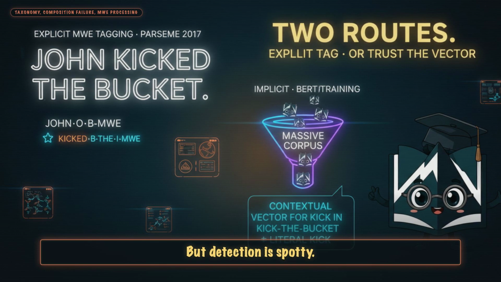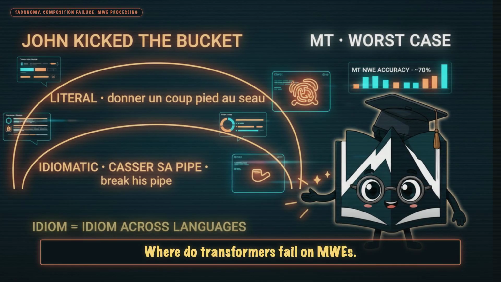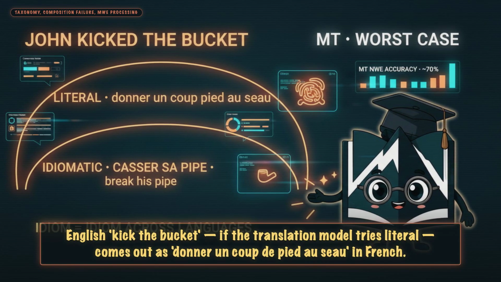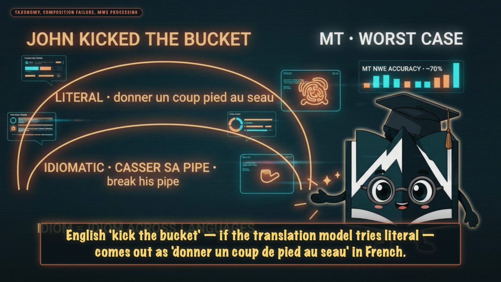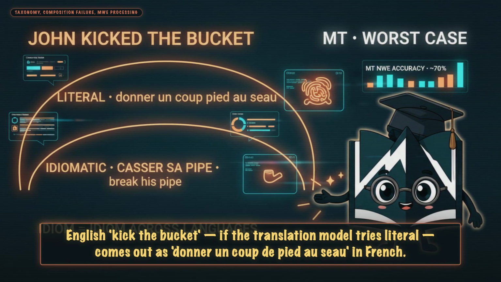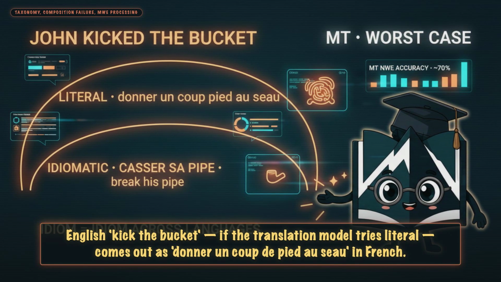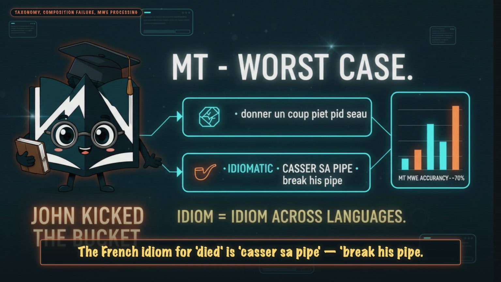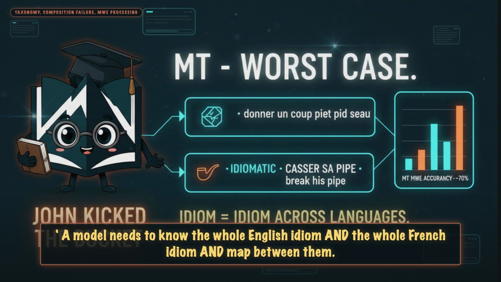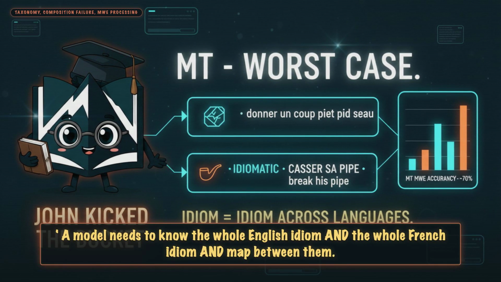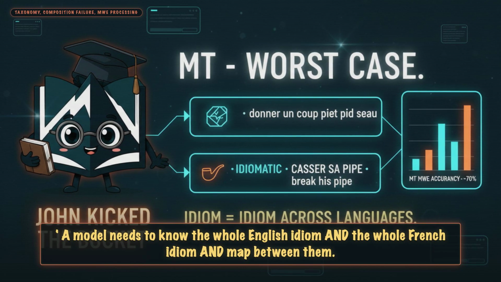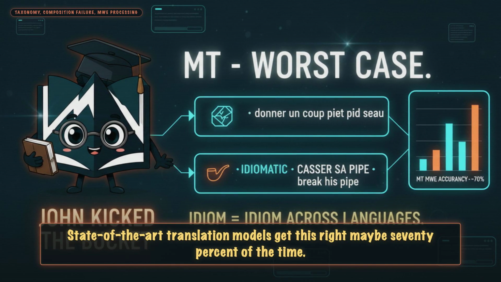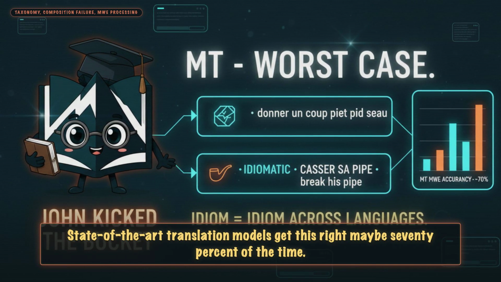But detection is spotty. Where do transformers fail on MWEs? Translation is the worst case. English "kick the bucket," if the translation model tries literal, comes out as "donner un coup de pied au seau" in French, meaningless. The French idiom for died is "casser sa pipe," break his pipe. A model needs to know the whole English idiom and the whole French idiom and map between them. State-of-the-art translation models get this right maybe 70% of the time.